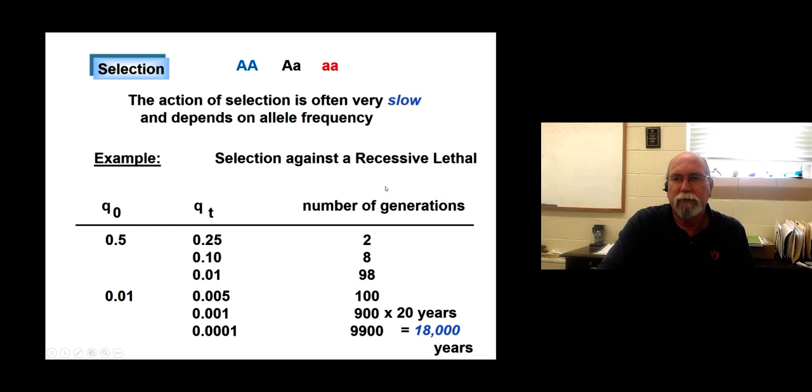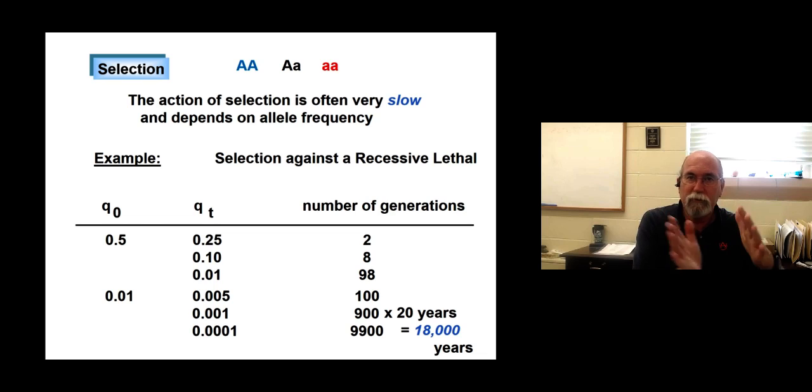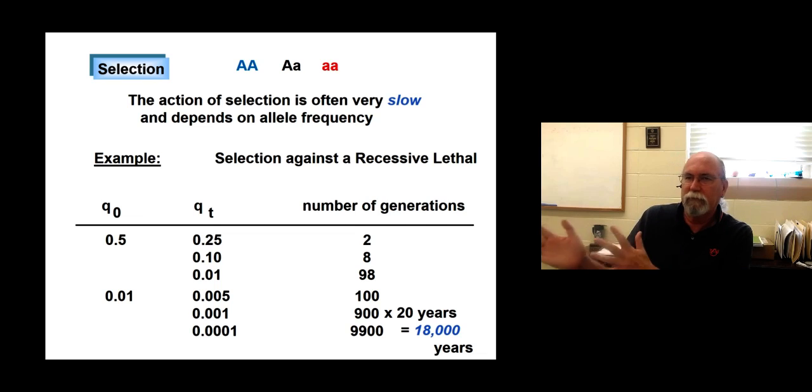And to add to all this, if it's not a recessive lethal, it's some less amount of selection. It's even slower than this. So the point of all this is that selection is a really, really slow process. Okay, it may be strong and continuous, but very often it's a very, very slow process. And that means drift can often move you around a lot faster than selection can.